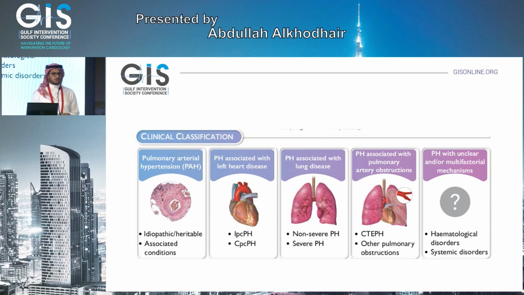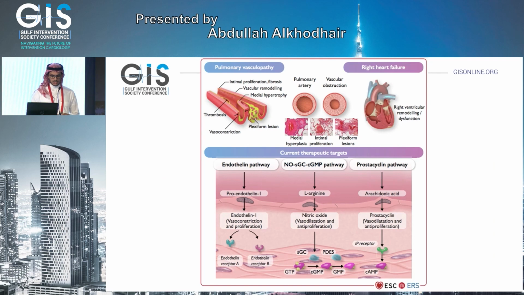Group 2, which is mostly due to left heart disease, has been a topic for lots of research trying to find if pulmonary hypertension medication will work, but unfortunately, none of the trials that looked at this group have been successful when it comes to pulmonary hypertension at least. Those are the 3 treatment pathways that we're focusing on. The main pathophysiology of pulmonary hypertension is an imbalance between vasoconstrictors and vasodilators. So we have the endothelin pathway, the nitric oxide pathway, and the prostacyclin pathway.